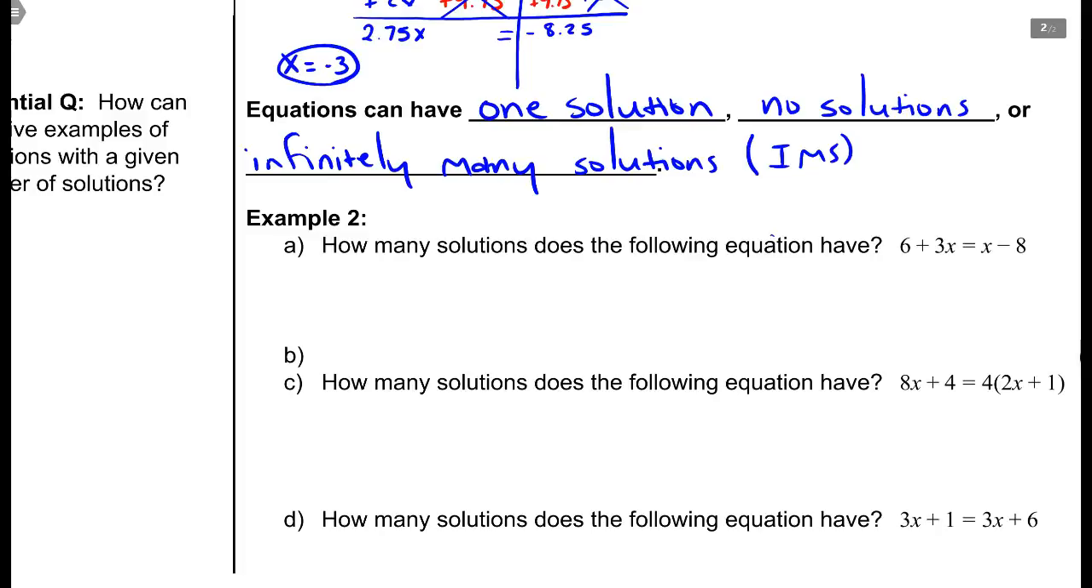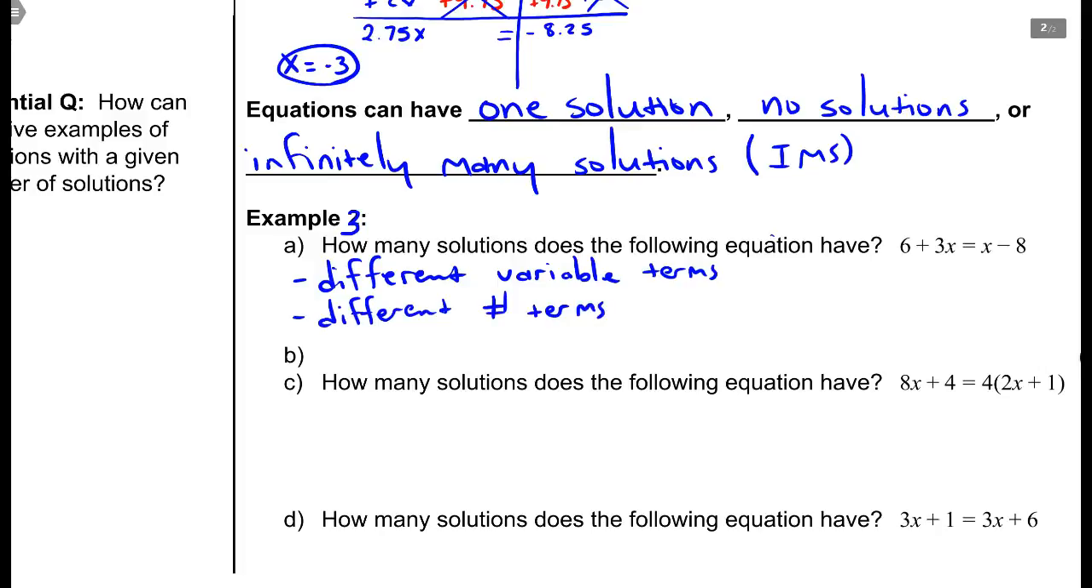Okay, so let's look here. This is really example 3. It's a lot of typos. Example A, how many solutions does the following equation have? We have 6 plus 3x equals x minus 8. Okay, so here's a handy trick. If they have different variable terms and a different number term, then it has only one solution.